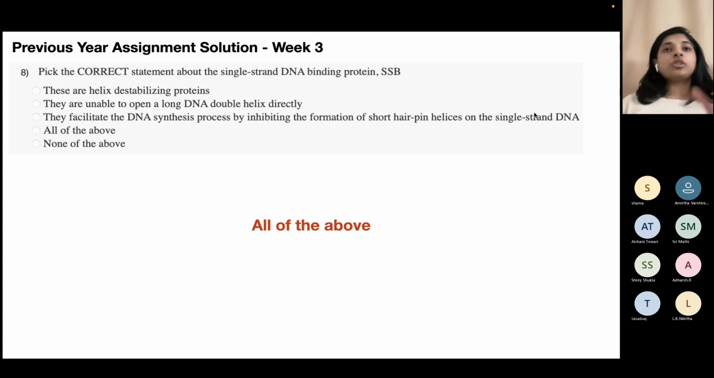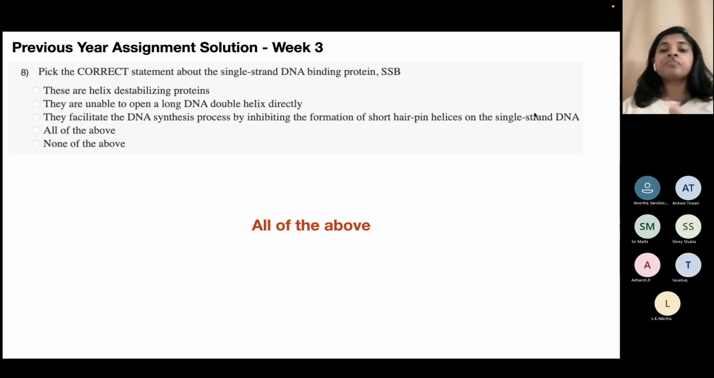This is also true because if there is, say, a hairpin formation because of complementarity in the single-stranded region, then the DNA polymerase enzyme will get stalled. It will not be able to move forward, and hence it is required that single-stranded binding proteins are present and prevent this secondary structure formation so that the polymerase can keep on synthesizing new strands.